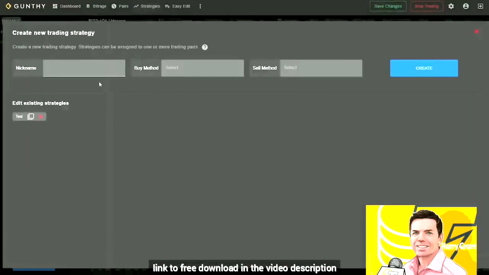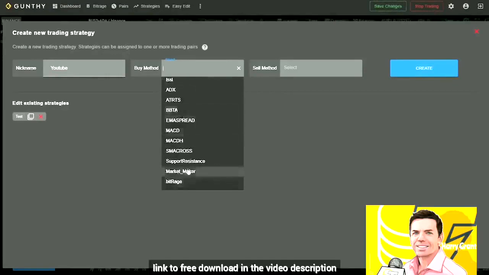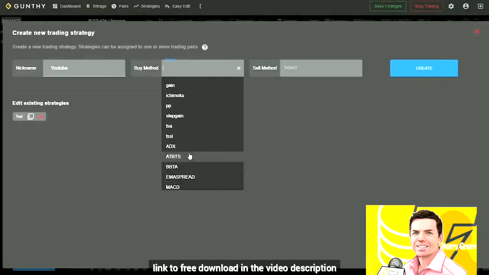Next, the most important thing, of course, is the strategies. So let's just make a very simple strategy here on Gunbot. So first you can select your buy method, and then you can select your sell method. Now here you might see, okay, there are just a couple of strategies that you can select from. Actually, yes, there are quite a few strategies that you can select from, but there are even more features once you select a specific strategy.